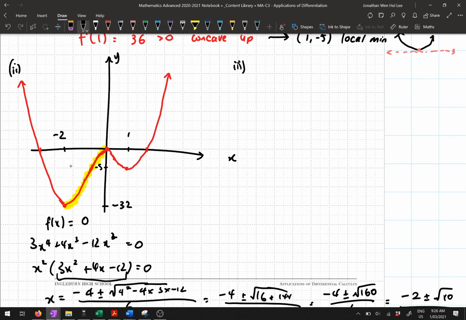So this first section is when x is between negative 2 and 0. That's the first section. What other section is our graph increasing? Greater than 1. Up. Yeah. So these are the two sections which are increasing because we're going up. If it's going up, we are increasing.